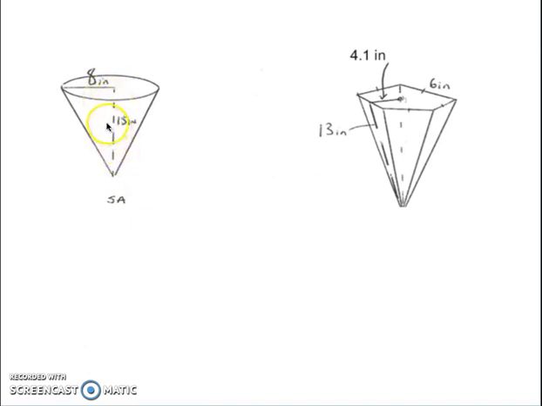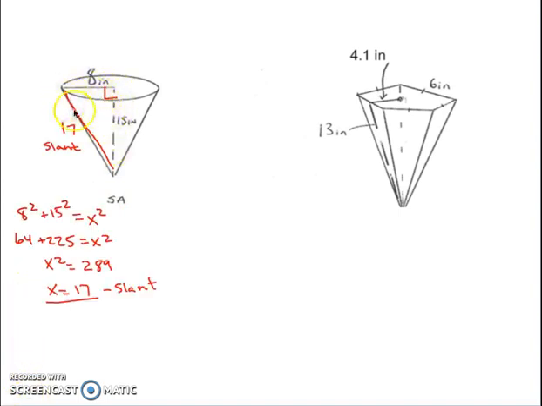I need to figure out my lateral area, so you would have to do Pythagorean theorem with the 8 and the 15 to figure out what your slant is, which would be right here. So go ahead and figure that out now. So you can see here when we use Pythagorean theorem, this is what we come up with. Your slant would be 17, and once you find that, you can plug it into your formula for lateral area, which would be pi times r, which is 8, times your 17 to figure out your lateral area.